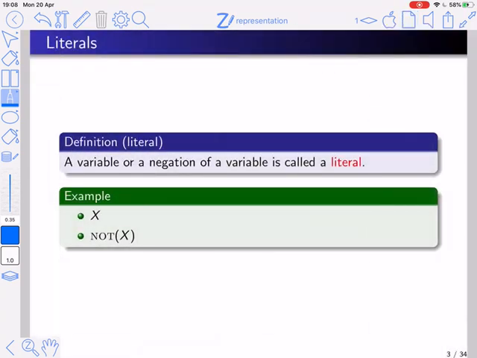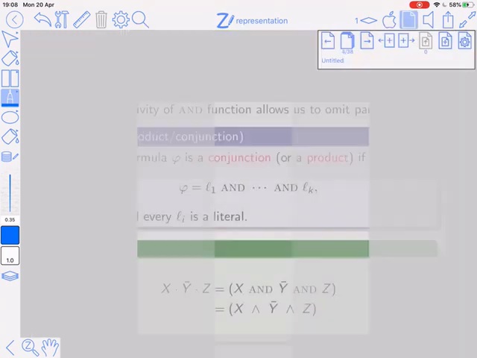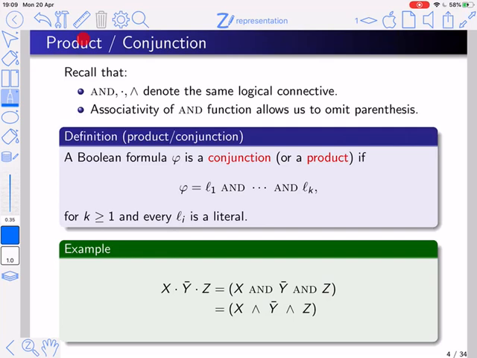So, let's define what a literal is. A literal is simply a variable or a negation of a variable. For example, x is a literal, where x is a variable, and not x is a literal. A product or a conjunction is simply an AND of literals, and we require that the number of literals be at least 1. So the case that k equals 1 means that our product is just one literal. Otherwise, in the more general case, we will have a product of many literals.